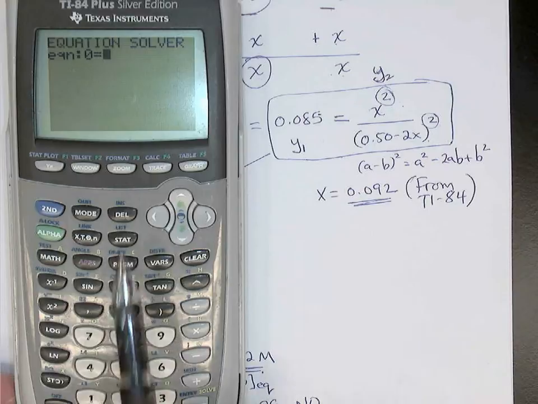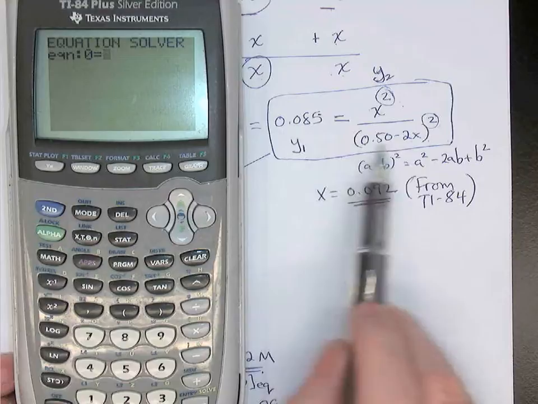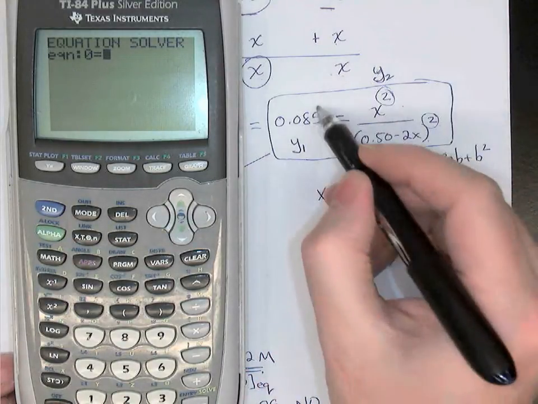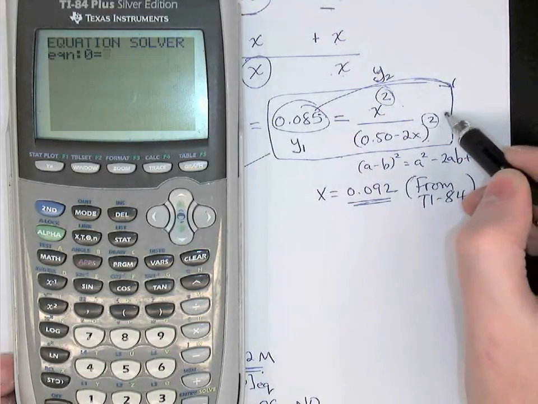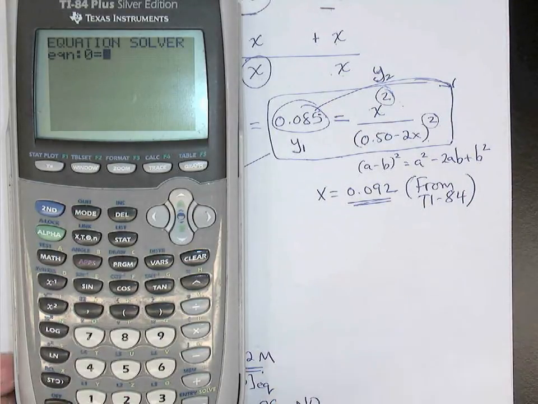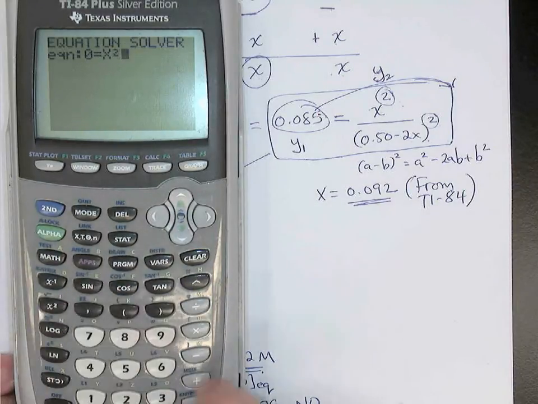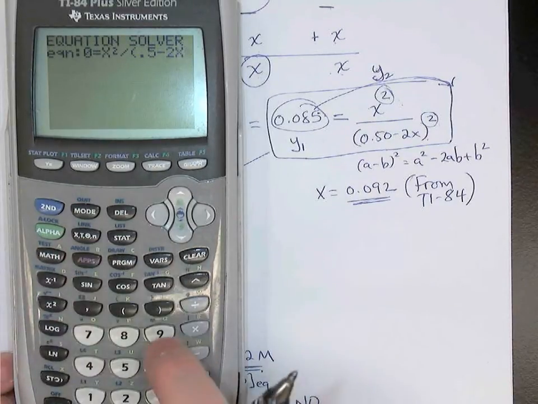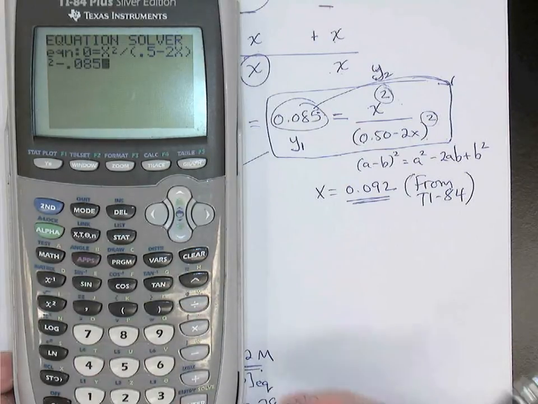So you'll notice that the solver wants me to enter an equation, but in the form 0 equals. But the equation we're solving says 0.085 equals. To get it to say 0 equals, I'll just move the 0.085 to the other side of my equation, where it'll become minus 0.085. So now I'll have 0 equals, so let's type in the equation: x squared divided by bracket 0.5 take away 2x close bracket squared, and don't forget minus 0.085, and then press enter.